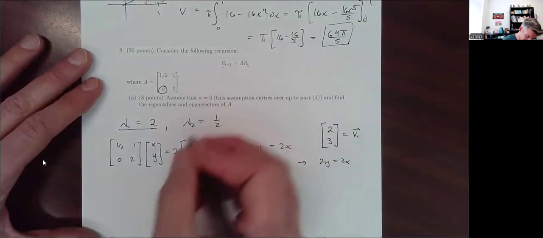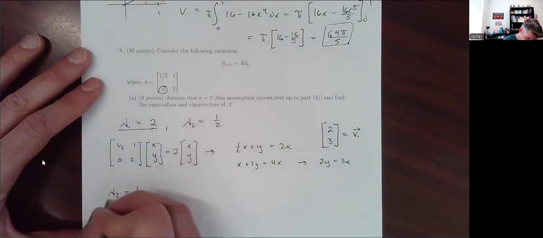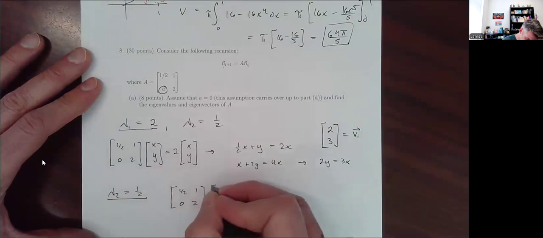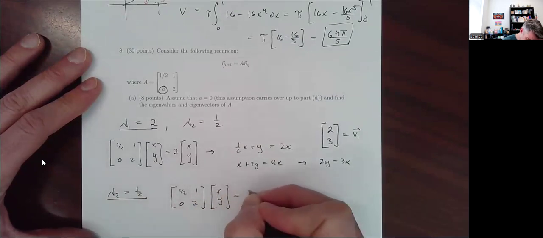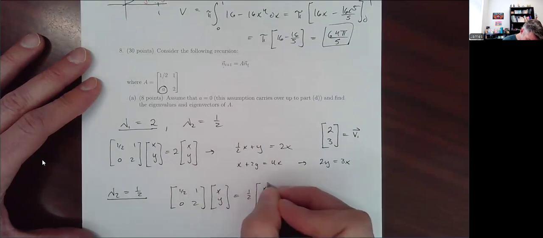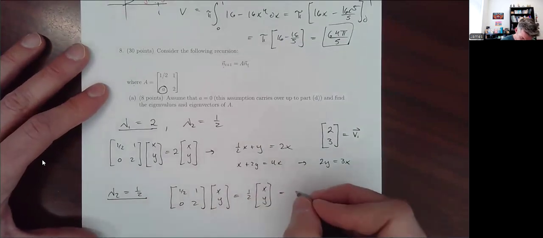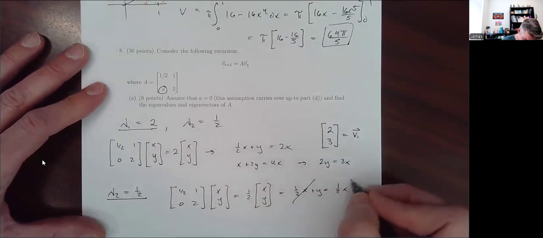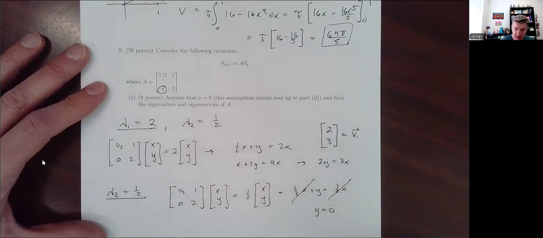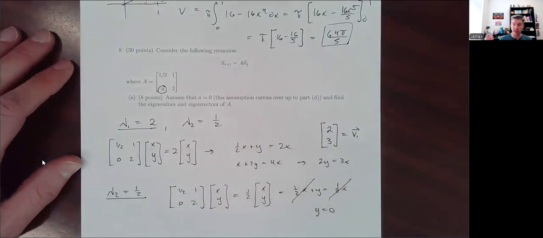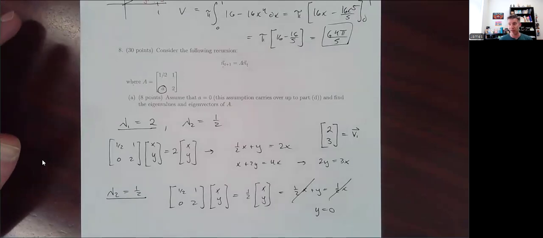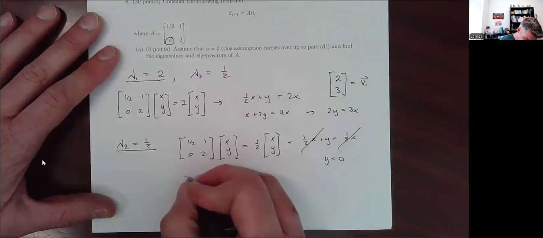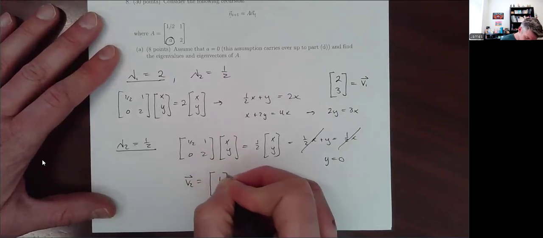Cool. The second eigenvalue, same deal. 1/2, 1, 0, 2 times x, y equals 1/2 times x, y. In this case, if you use the first equation, you get 1/2 x plus y equals 1/2 x. The x's cancel, and you get y equal to 0. And we've said this before, if one of the two things in the eigenvector is 0, the other component is any non-zero number you want, but we always pick 1. So our eigenvector is going to be y is 0 and x is 1.